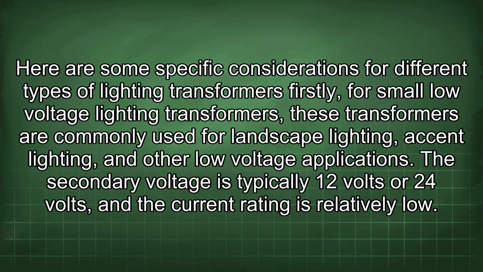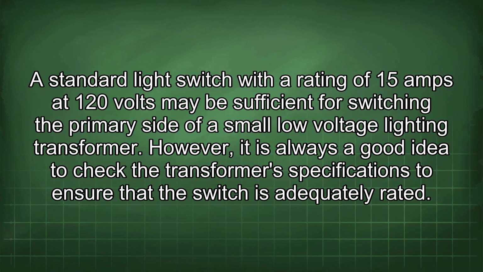Firstly, for small low-voltage lighting transformers, these transformers are commonly used for landscape lighting, accent lighting, and other low-voltage applications. The secondary voltage is typically 12 volts or 24 volts, and the current rating is relatively low. A standard light switch with a rating of 15 amps at 120 volts may be sufficient for switching the primary side of a small low-voltage lighting transformer. However, it is always a good idea to check the transformer's specifications to ensure that the switch is adequately rated.